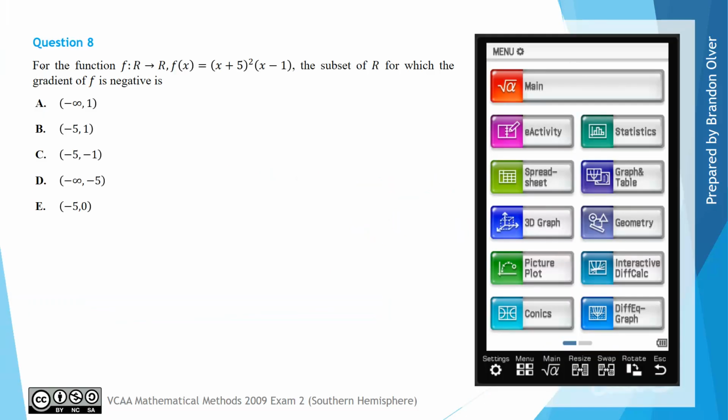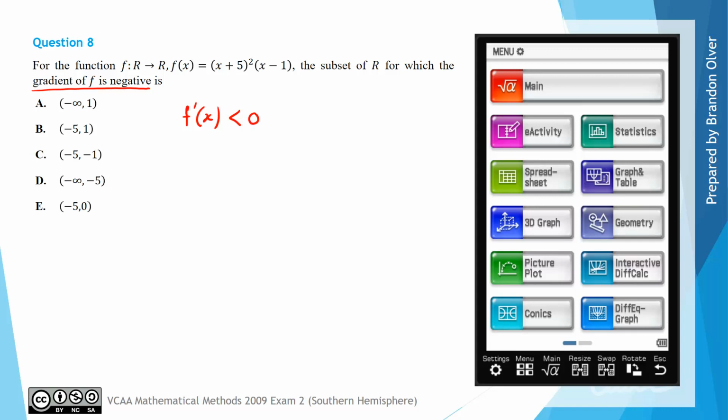For question 8 we have, for the function f, which has a domain of all real numbers, a rule f of x equals (x plus 5) squared times (x subtract 1). For this function, the subset of R for which the gradient of f is negative is given by one of the following. So if we want the gradient of f to be negative, that's the same as asking when is f dashed of x, the derivative, less than 0, but not equal to it. We just want when f dashed is negative, and 0 is neither negative or positive, so we can't include it here.